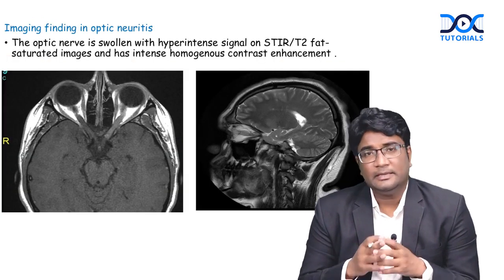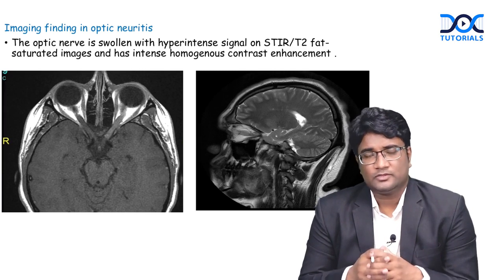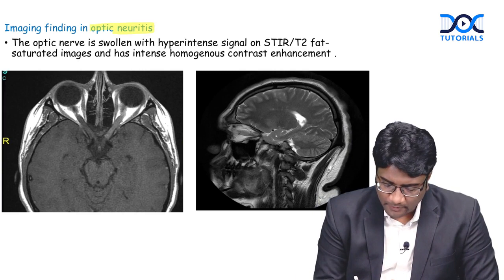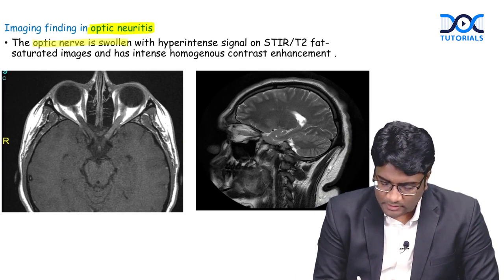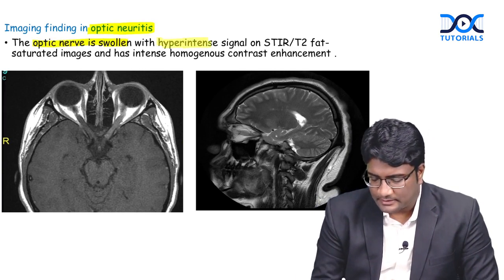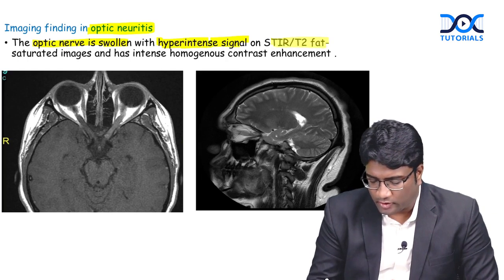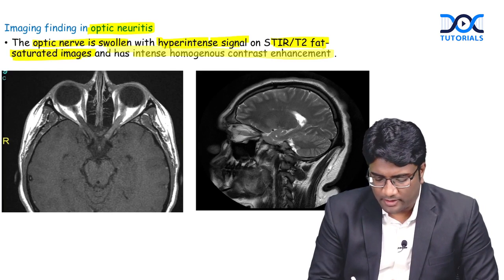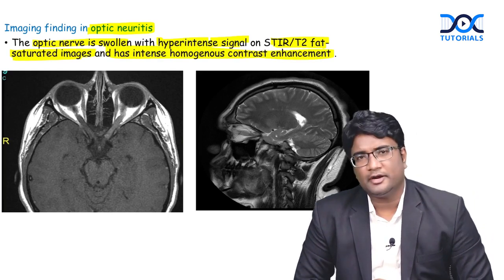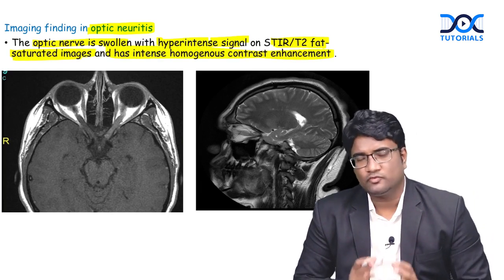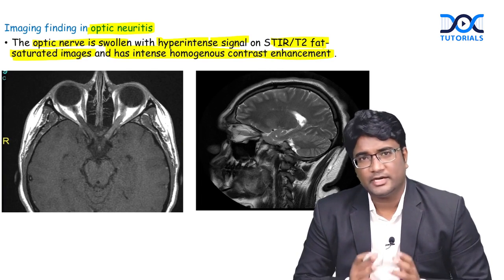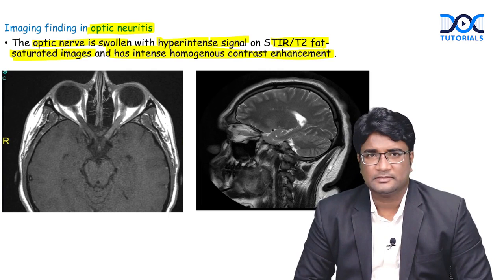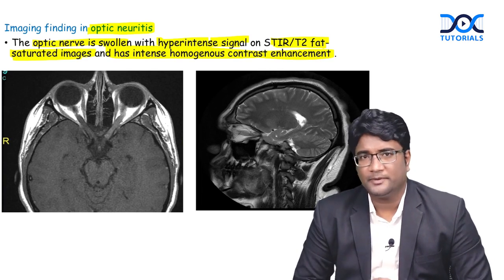Now let's understand the imaging findings in optic neuritis. What are the findings that we see in optic neuritis? If we have a patient of optic neuritis, the optic nerve appears swollen, hyperintense on STIR or T2 fat saturated images, and intense homogeneous contrast enhancement will be seen on a contrast study. So the nerve will appear swollen, especially on fat saturated or STIR MRIs, and also shows homogeneous contrast enhancement suggestive of inflammation in the optic nerve.